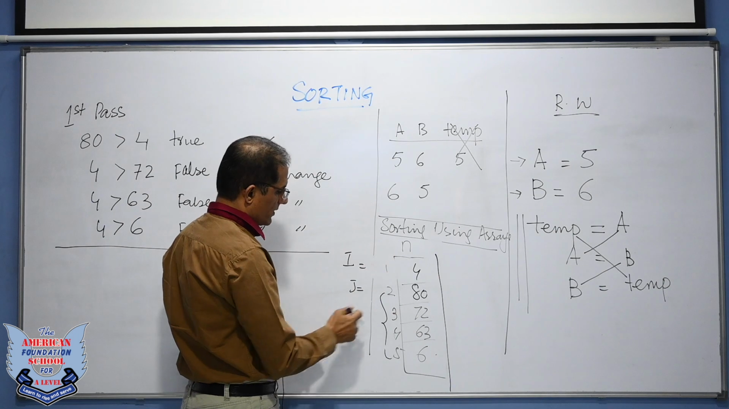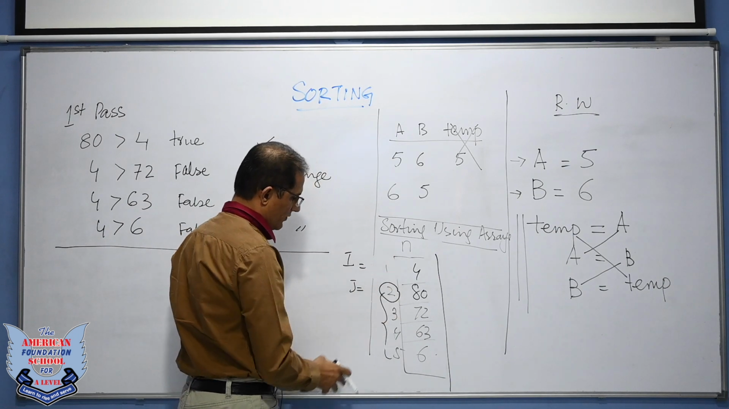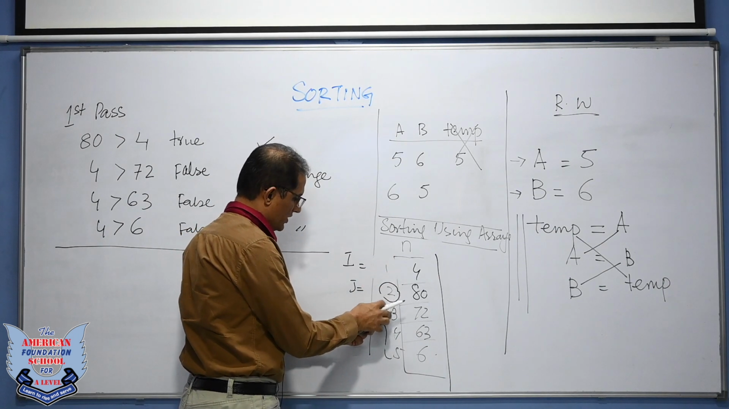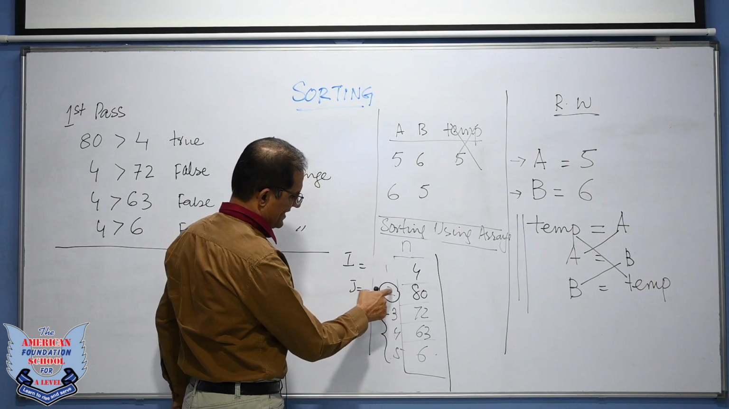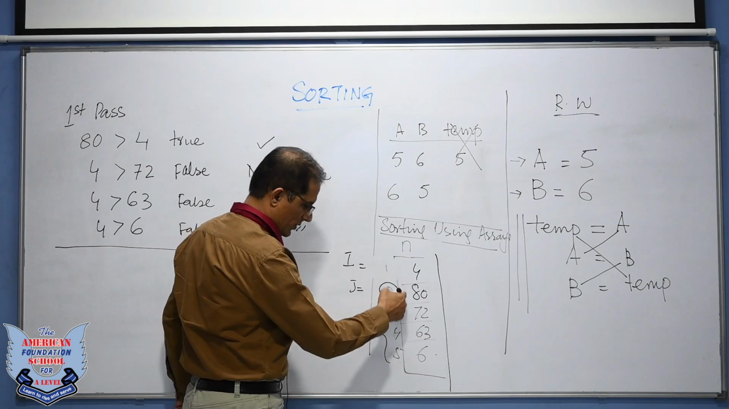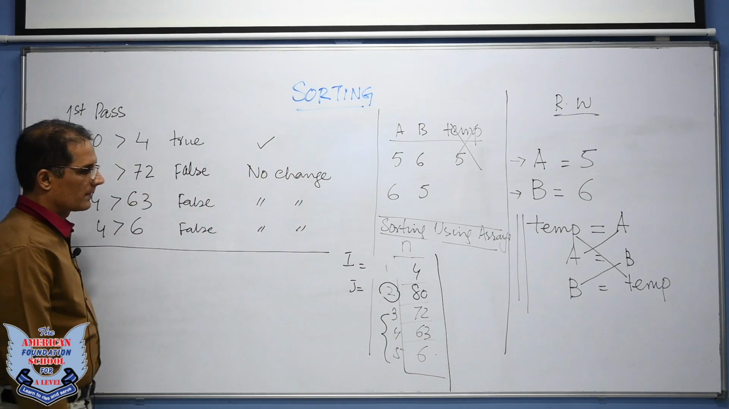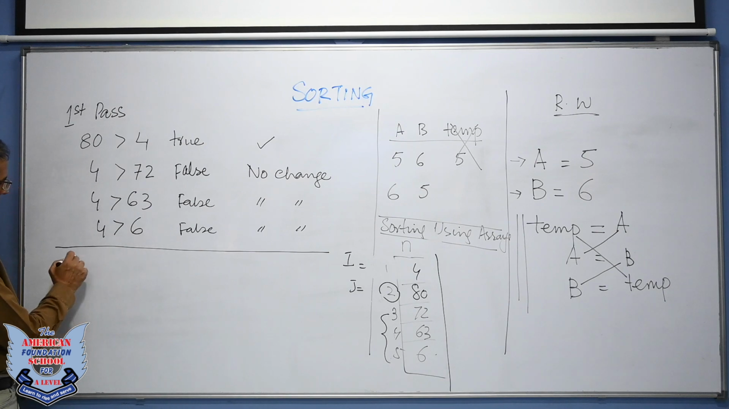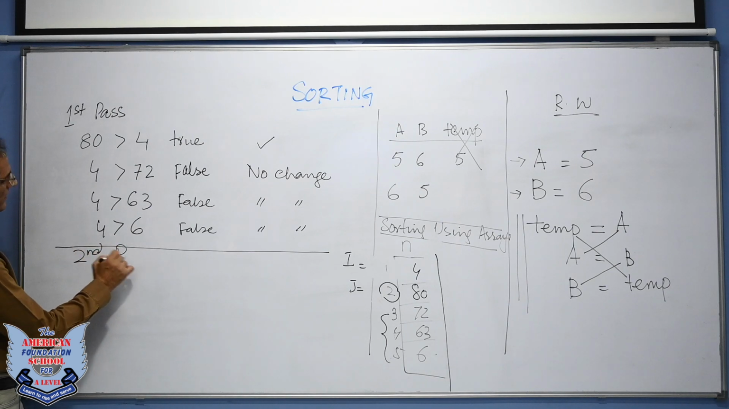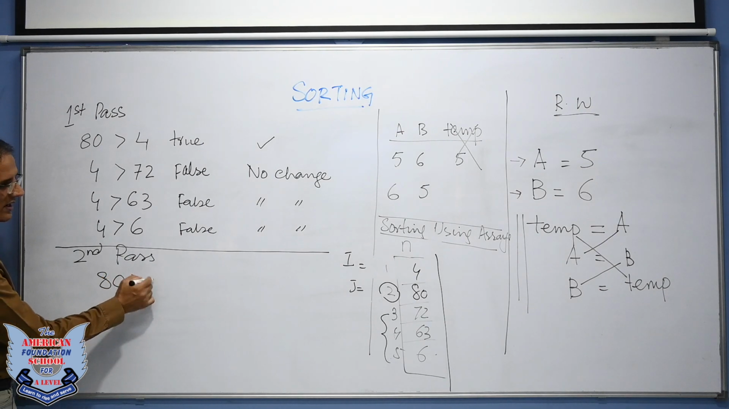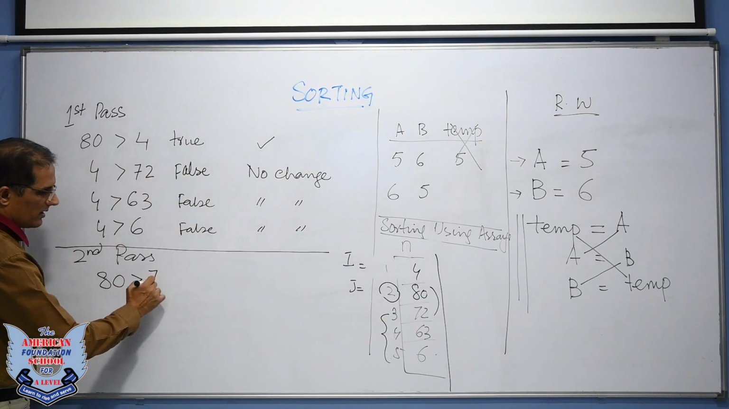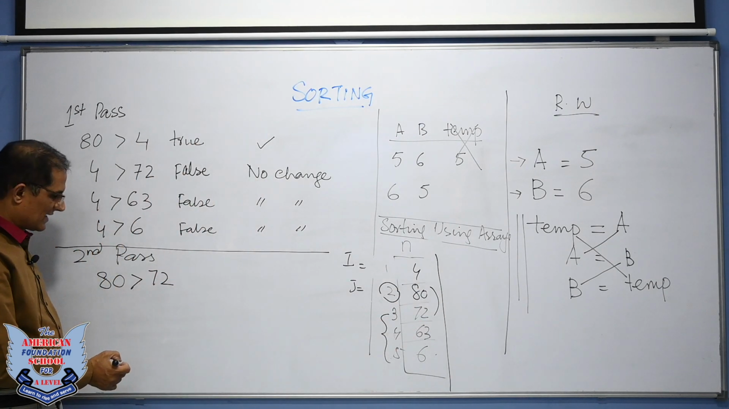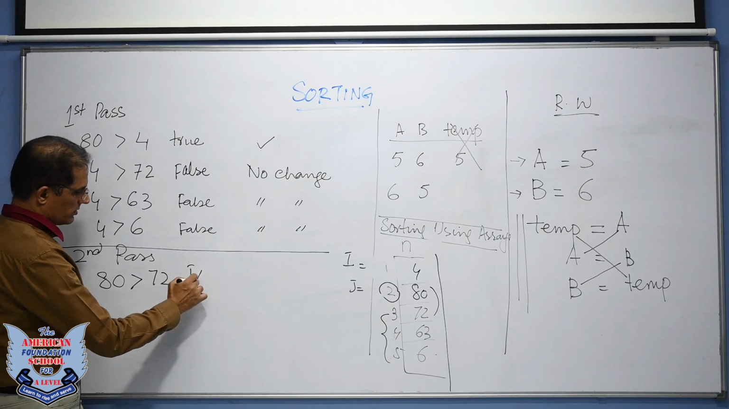Now, the sorting will be continued, so we'll have to mark the position number 2. And whatever number is there at this position is to be compared with the rest of the numbers. So that means now we are in the second pass of this sorting. And in the second pass, we're asking, is 80 more than 72? Is that true? We say, yeah, that's true.